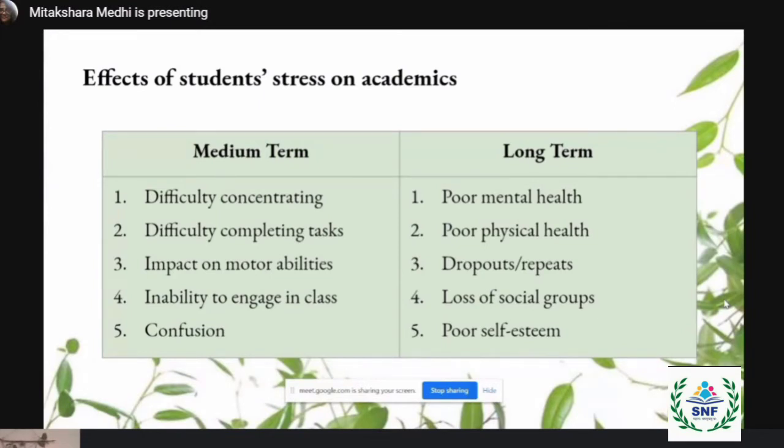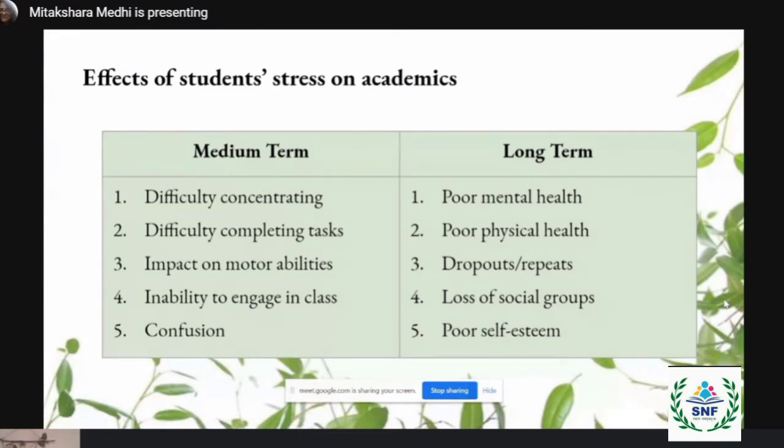Then there is poor physical health. Because, again, your body is being exposed to cortisol all the time. So your body will stop fighting it. Your immune system will go down. Immune system going down would mean a lot of infections, inflammations, cold, cough, a lot of allergies, and even flu.